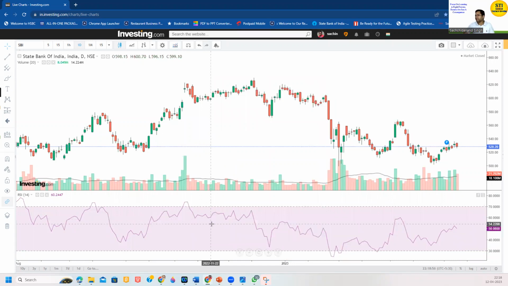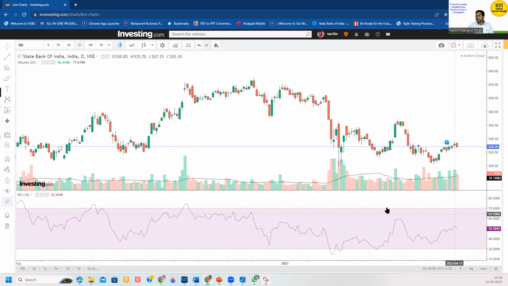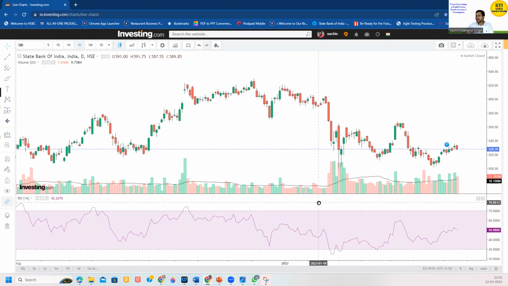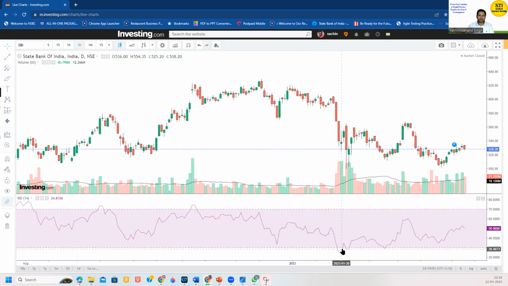As I mentioned earlier, these are called oscillators, so they oscillate between 0 and 100. The maximum value could be 100 and the minimum value could be 0. But in practical scenarios, I have not seen it go below 10, or in a very extreme situation 7, and on the upper side I have seen a maximum of 93 or 94. Not above 94 or below 7.